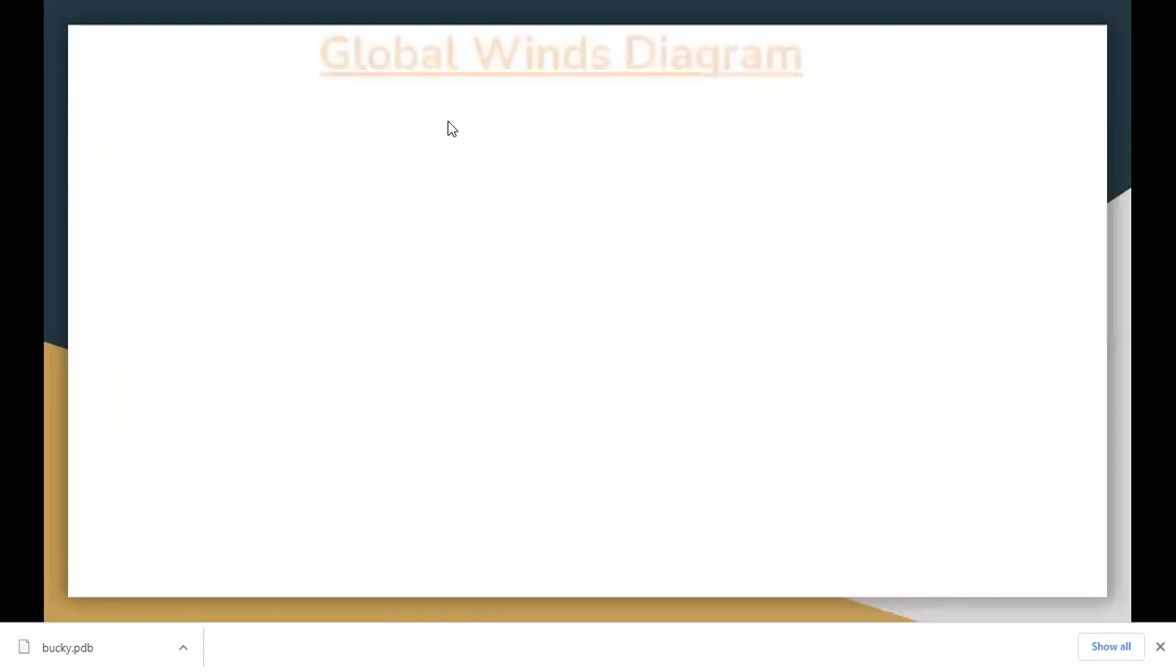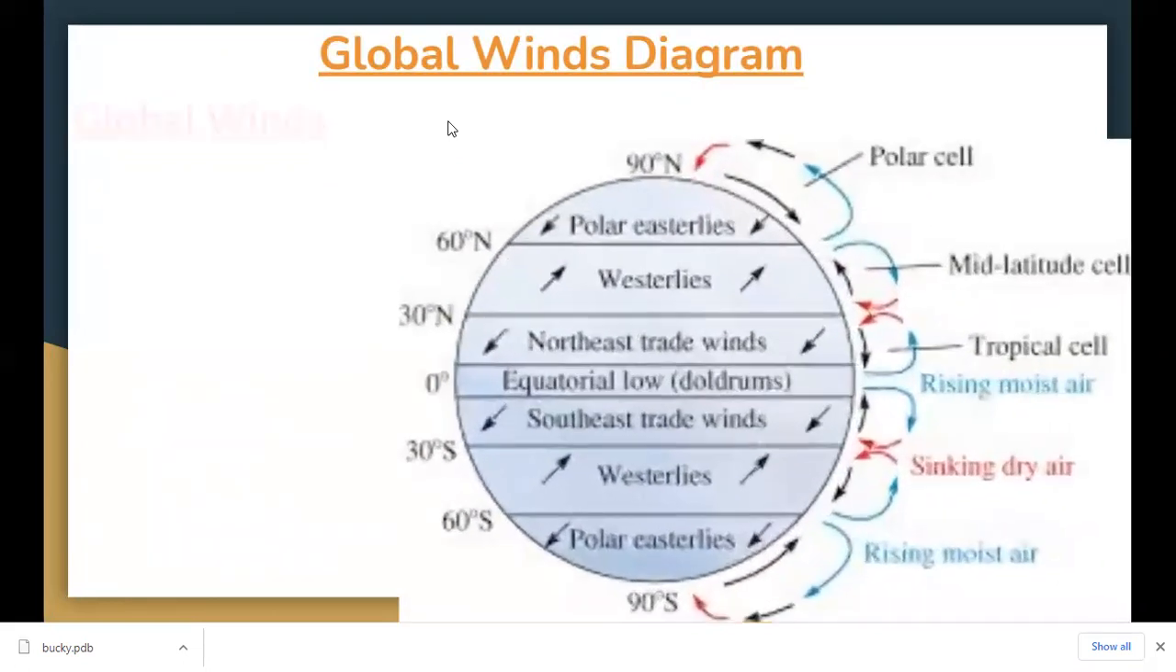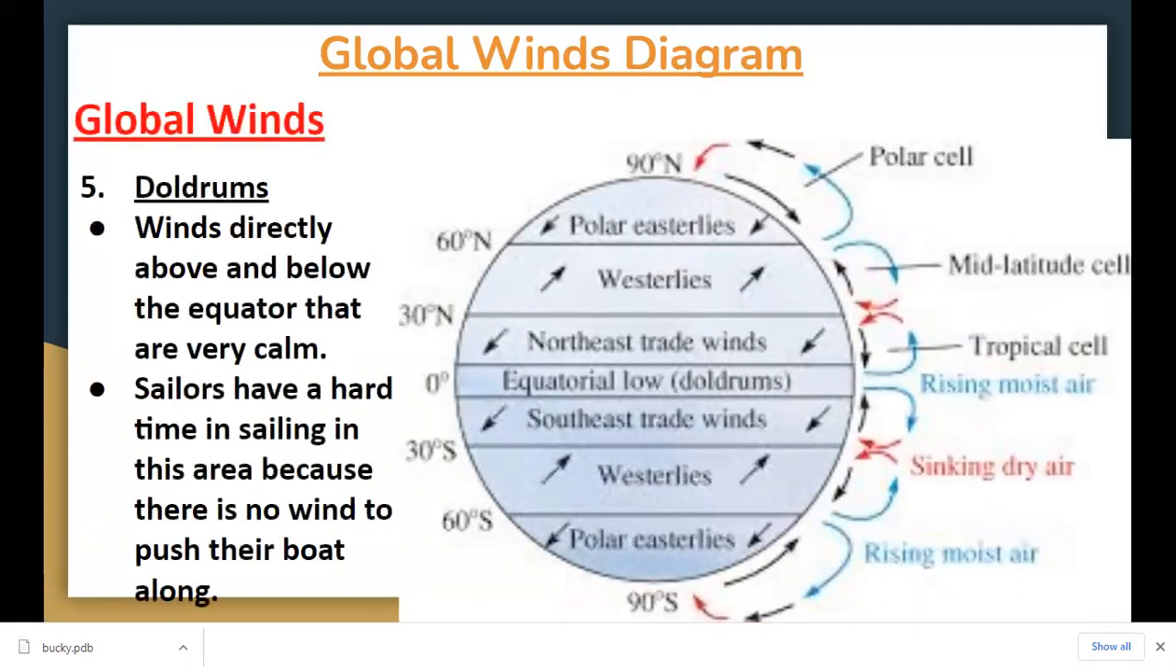And the final global winds are called the doldrums. Have you ever heard of somebody being in the doldrums? Something that's kind of like, oh, okay, blah, blah, blah. They feel kind of down, right? Well, doldrums are winds directly above and below the equator, and they are very calm. So you can't even say they're much of a wind at all. Sailors have a hard time sailing in this area because there's not very much wind to push their boat along. So this is where you will find the doldrums, right there in the center.